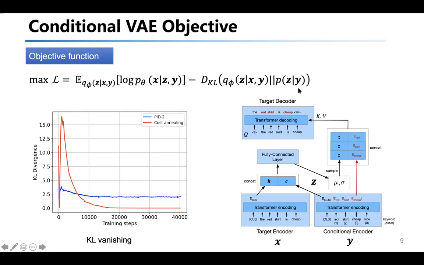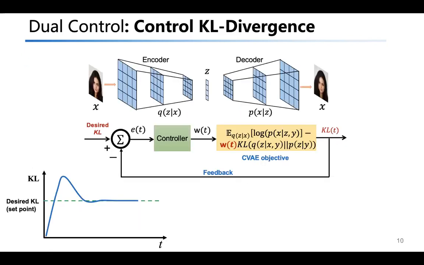However, the problem is that the conditional VAE often suffers from the KL vanishing problem. So how can we deal with this problem? In this paper, I propose a controller to control the value of KL divergence based on the output feedback value of KL divergence. The basic idea is as follows. At first, we add a hyperparameter W(t) on the KL term. Then we design a controller to dynamically tune the weight to stabilize the output KL divergence to the desired KL divergence.